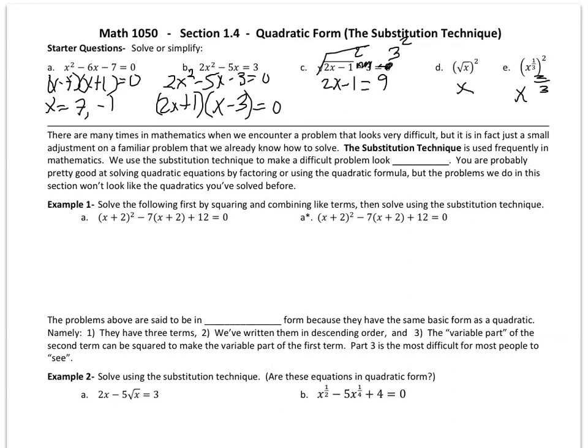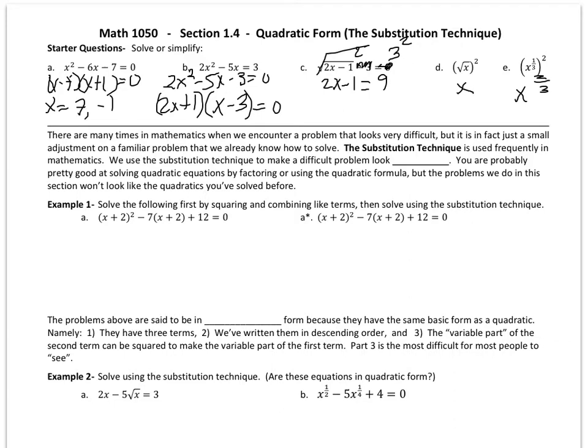All right, so the one that we're going to talk about today is what we call, again, the substitution technique, or what we'll call U substitution. And the reason we use this is to make difficult problems look easy. So you're probably pretty good at solving quadratics, and you just showed that in our starters. But problems in this section are going to look like quadratics, but they're not quite in quadratic form, so we're going to do a method called U substitution. We're going to put them in quadratic form.